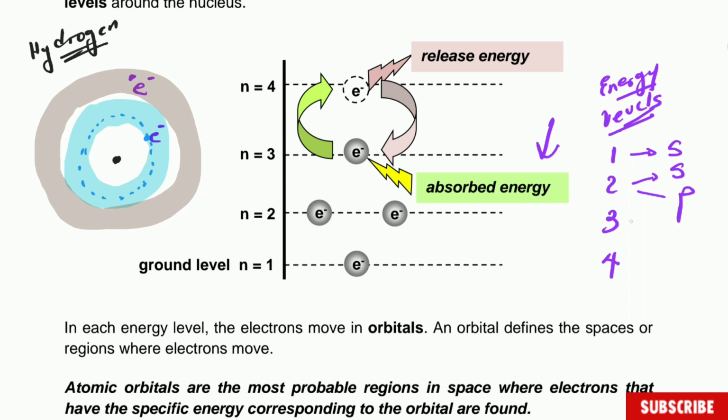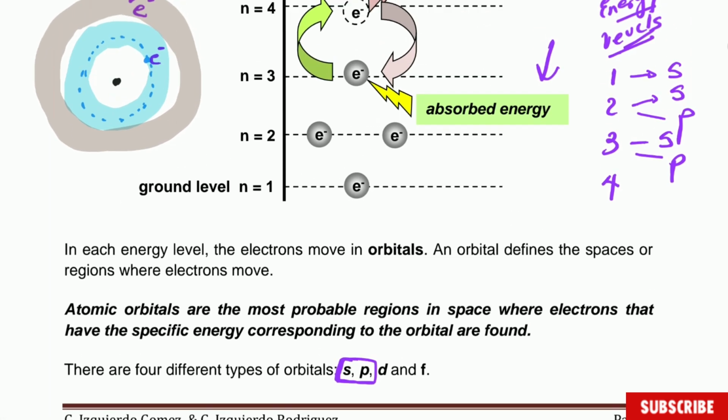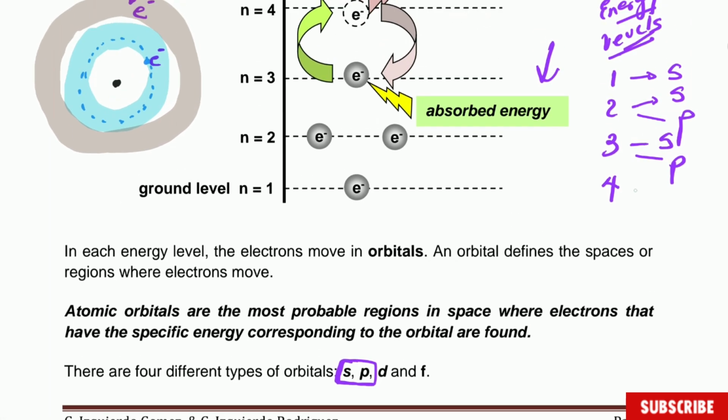And then energy level 3 will have orbitals s and p, but also d and f, just we are not going there, right? We're just not going there. And energy level 4 will have the orbital s.